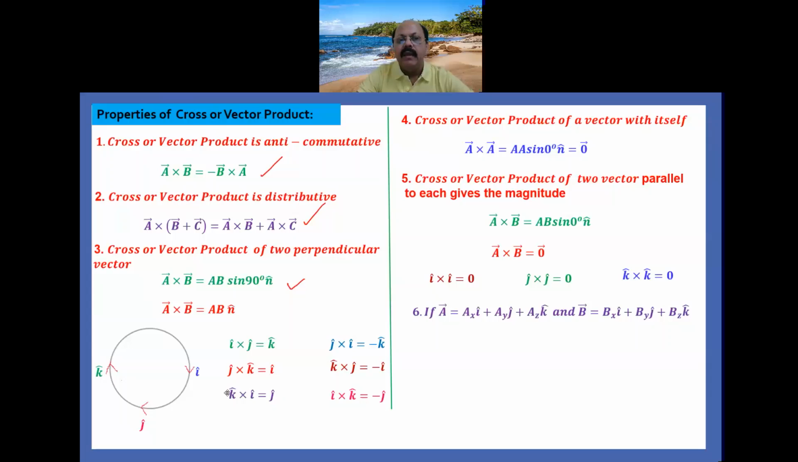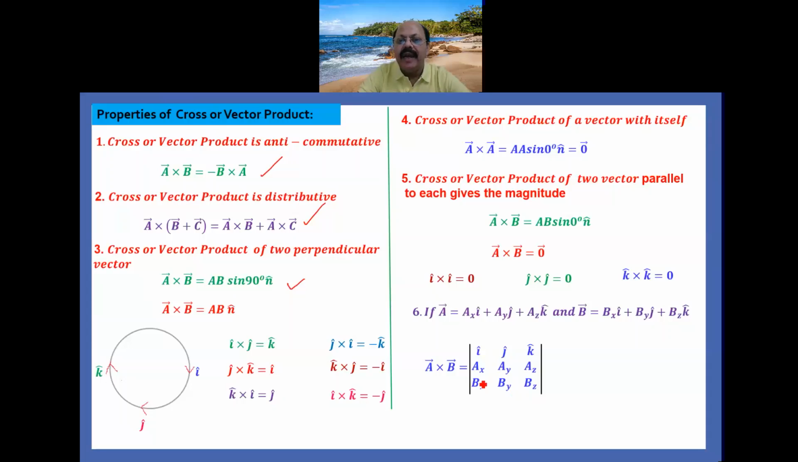So A vector equals ax I cap plus ay j cap plus az k cap, and the B vector is bx I cap plus by j cap plus bz k cap. So this cross product you have to find by this method: A vector cross B vector, write it like that, I cap j cap k cap, and the coefficients of I cap j cap k cap, you write here: ax ay az, bx by bz, right?